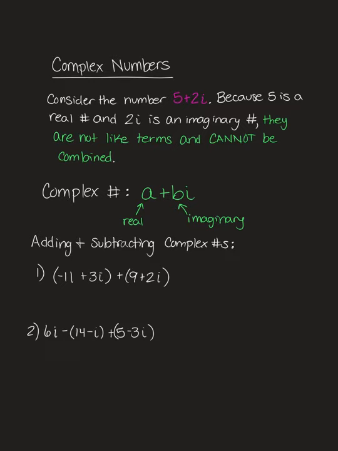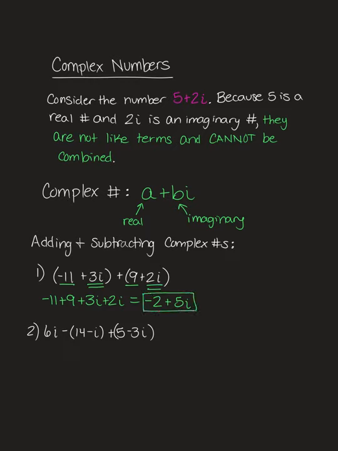So if I have negative 11 plus 3i plus 9 plus 2i, my like terms here are negative 11 and 9, and then 3i plus 2i. So negative 11 plus 9 plus 3i plus 2i. So negative 11 plus 9 is negative 2, and 3i plus 2i is 5i. This is your final answer.